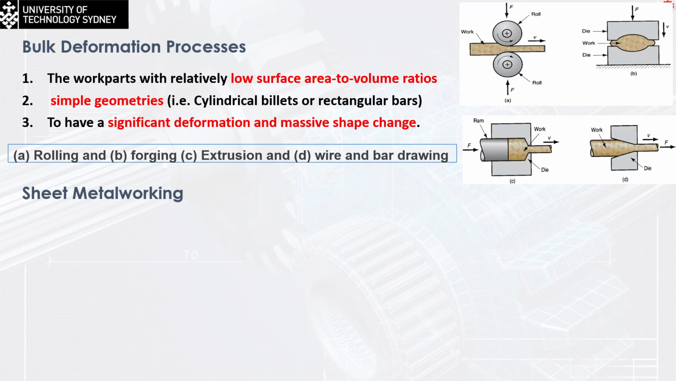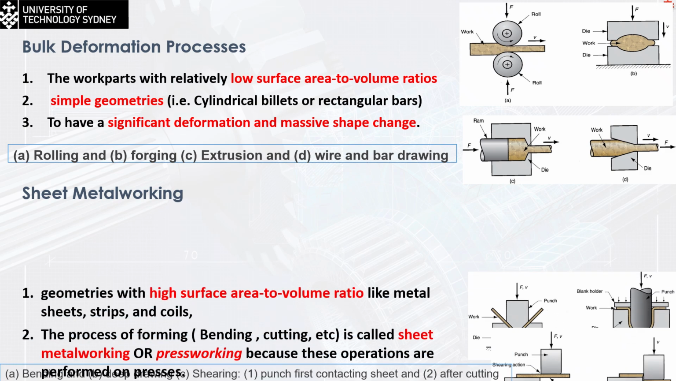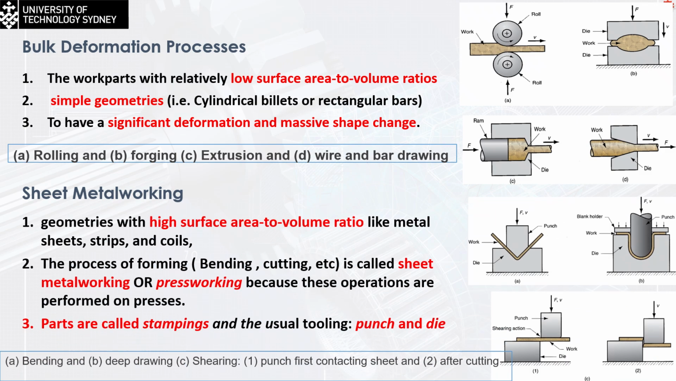On the other side, for sheet metal working, definitely now the surface area to volume ratio is going to be higher. So a high surface area to volume ratio, like what we have in metal sheets, strips, and coils. The forming process will include bending, cutting, and other operations. It is going to be called sheet metal working or press working, because this operation is performed on a press machine. The parts are going to be called stampings, and the usual tooling is punch and die.